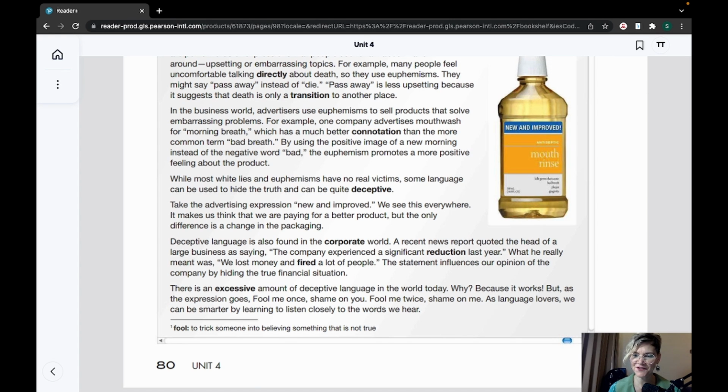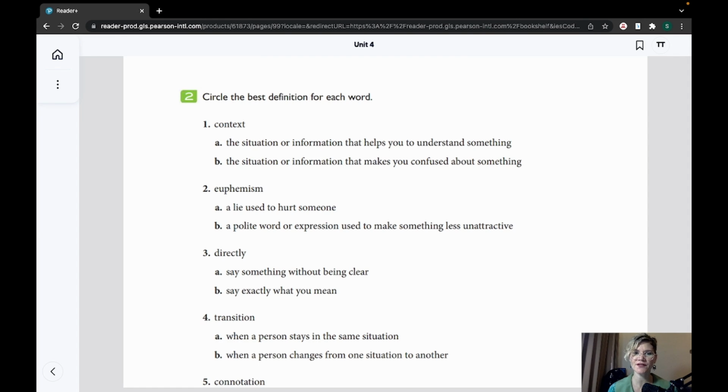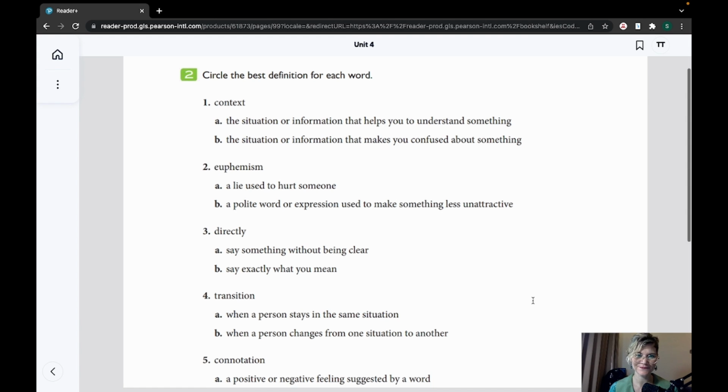Exactly. We're going to go to the exercise of trying to understand what these words mean by circling the best definition for each word. You are going to answer questions 1 until 10. You can pause your video to do so. Go ahead.